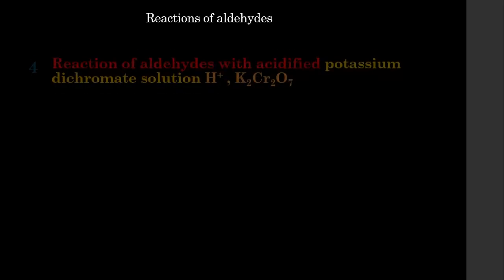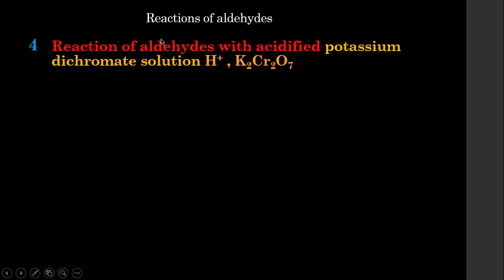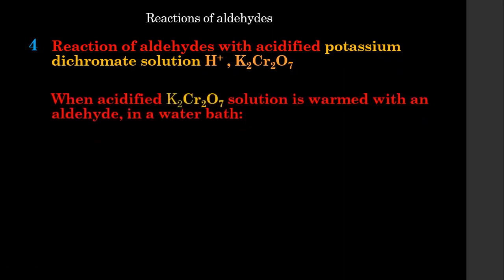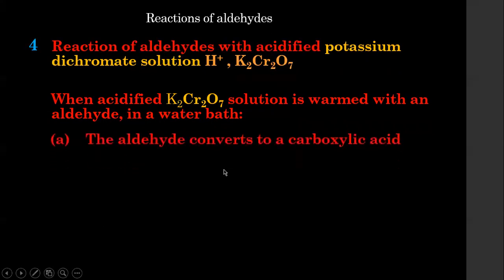Let us see the reaction of aldehydes with potassium dichromate, our first reaction to discuss today. What will happen when an aldehyde is reacted with orange potassium dichromate? When acidified potassium dichromate solution is warmed with an aldehyde, we can do it in a water bath, because aldehydes can catch fire if you try to use a naked flame. So we have to use a water bath, warming the aldehyde mixture with potassium dichromate solution. Whatever the aldehyde you are using, it goes to a carboxylic acid.